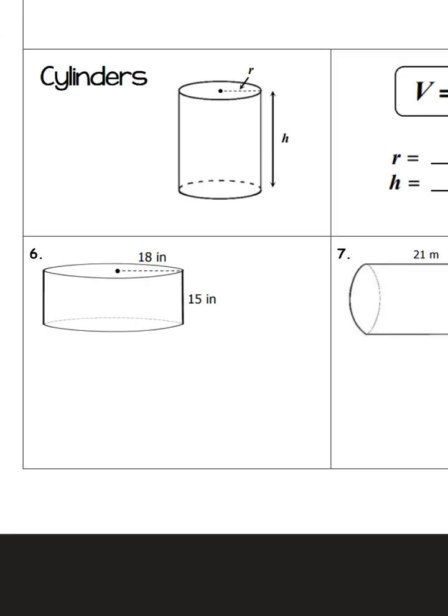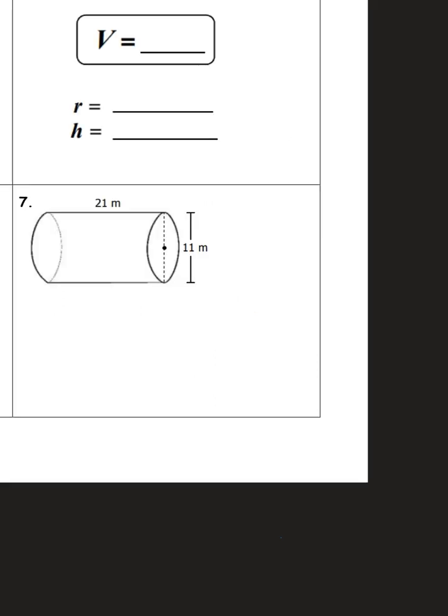So on the cylinder, we're going to take pi r squared, which is 18, so 18 squared, times our height, which is 15. So we're going to take 18 times 18 times 15, and we're going to leave the pi alone. So 18 times 18 times 15, we get a total of 4,860 pi. And when I multiply those together, we're going to get a total of 15,268.1 inches cubed.